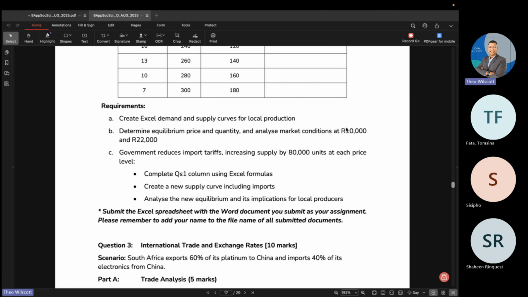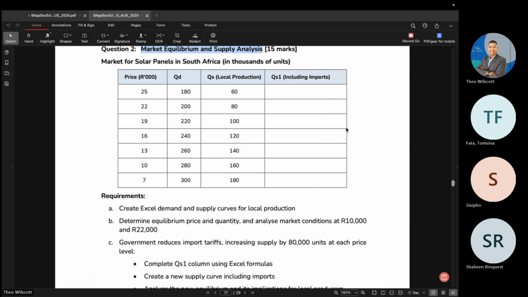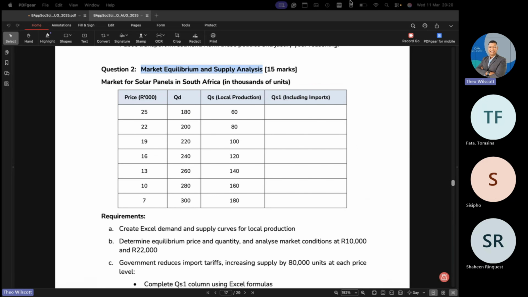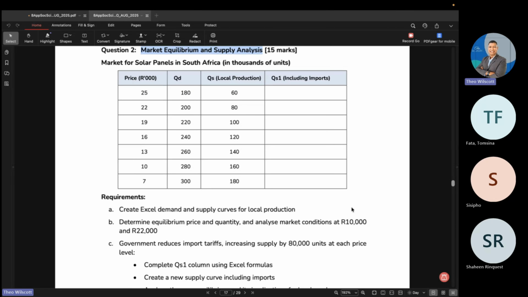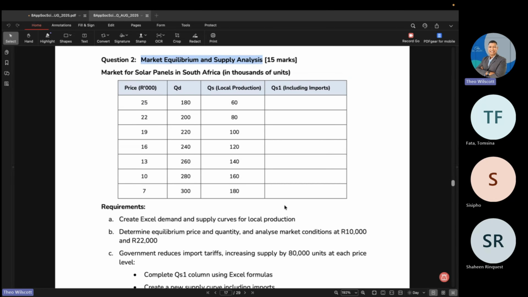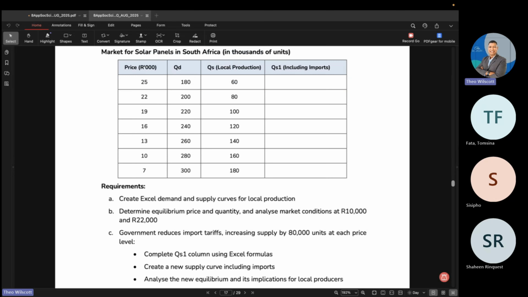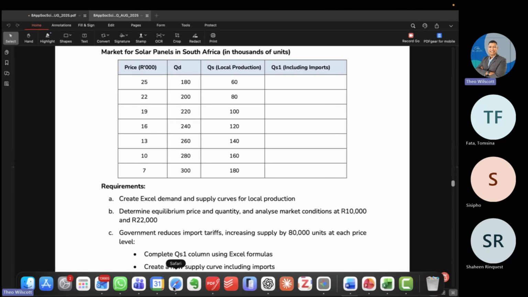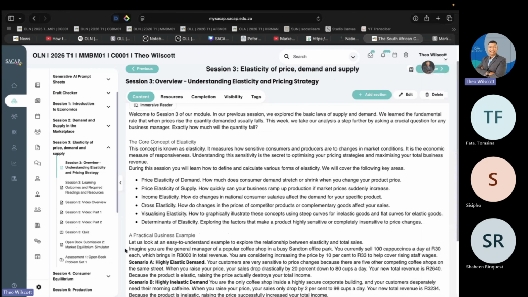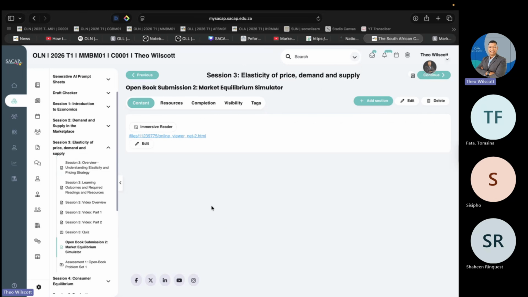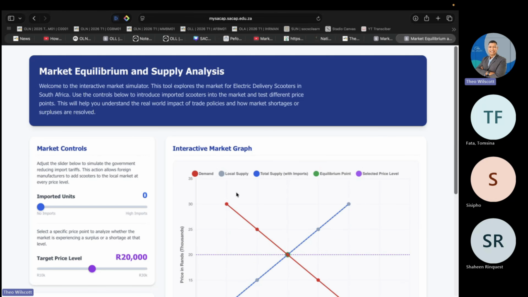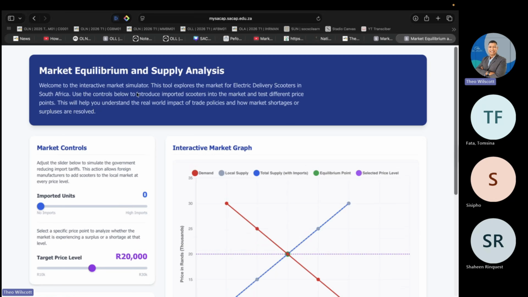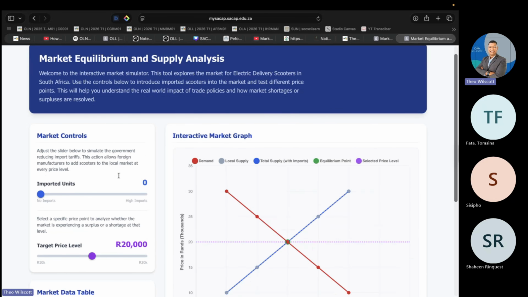So let me move on to market equilibrium. We don't have much time left. Market equilibrium and supply analysis. For those who connected late, I created a simulator, which you can find under session 3, elasticity of price, demand, and supply. It's the market equilibrium supply analysis. If you click on the link, you can play around with this.